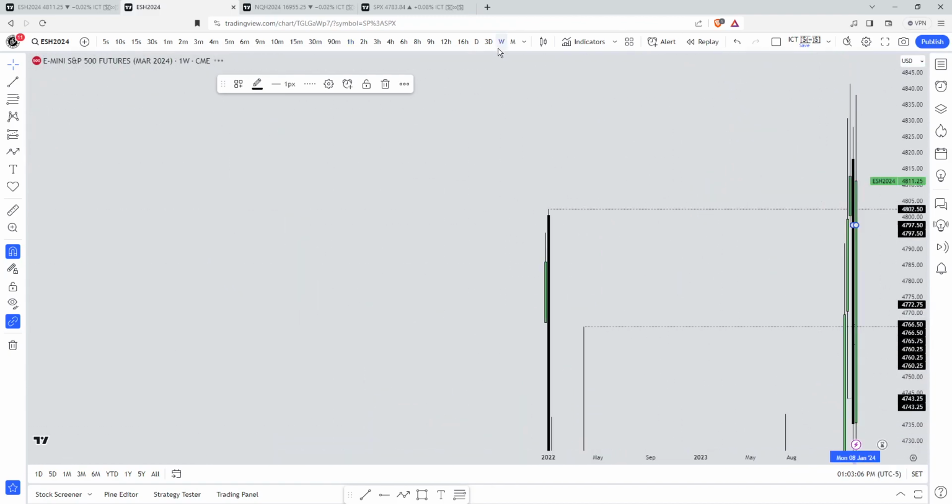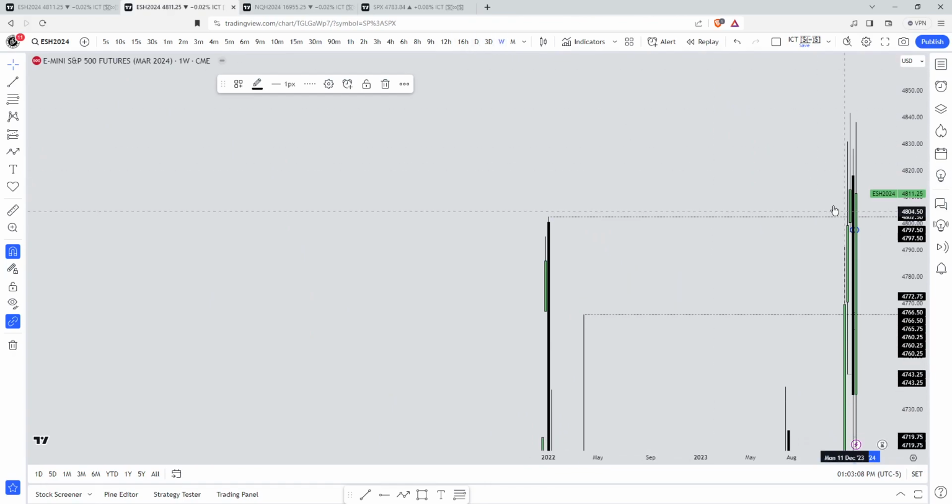If I can't frame a weekly, I'll go down to a daily. Can't frame a daily, go down to a 4 hour. If I can't frame a 4 hour, go down to a 1 hour time frame.